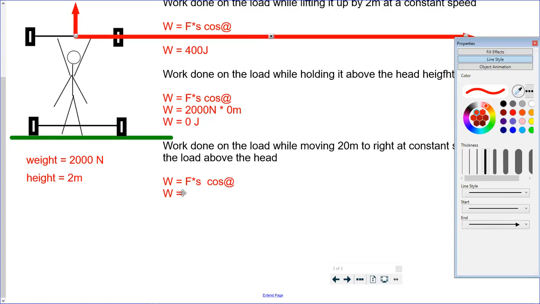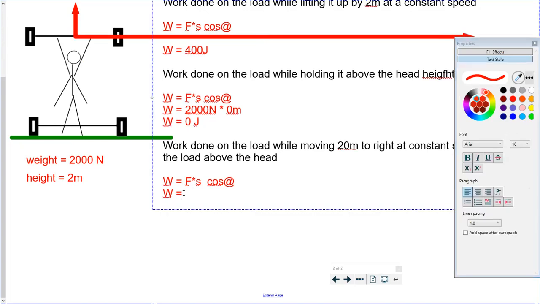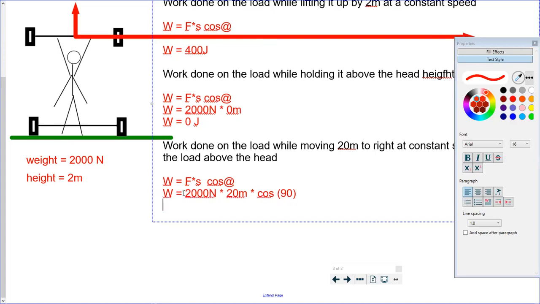So we put the values. We do have those values. 2000 Newton times 2 meters times 20 meter, because we moved 20 meter, but cos 90. So that gives us 0. Got it? We will explain it later as well. So this is the first part.